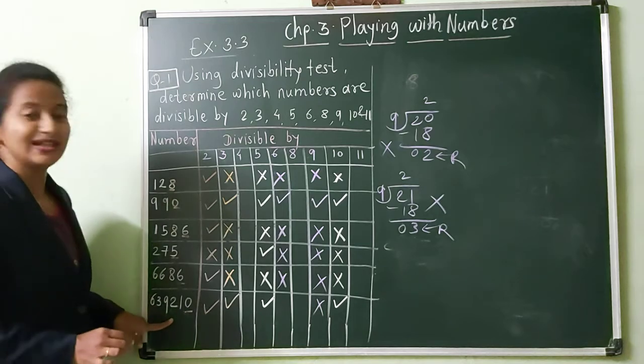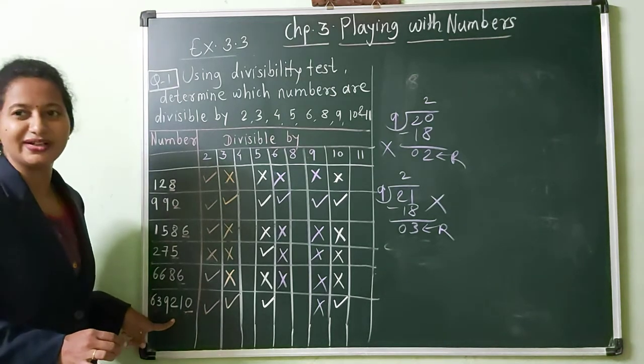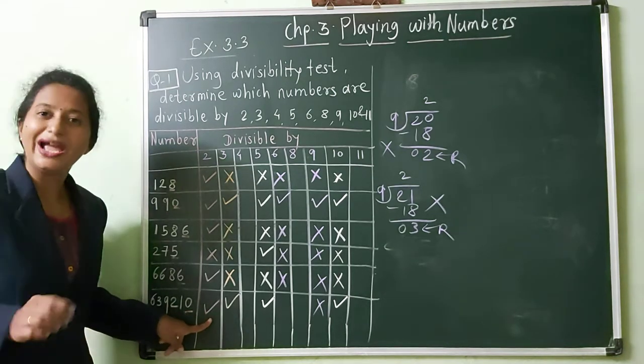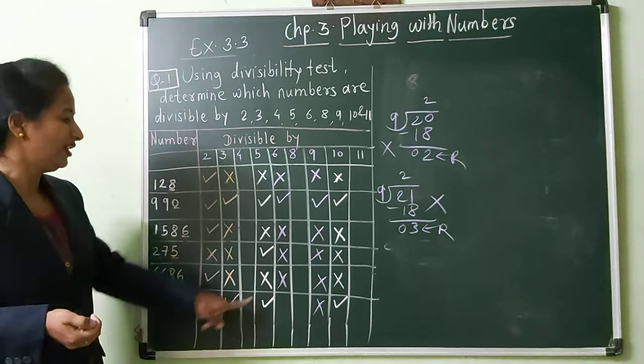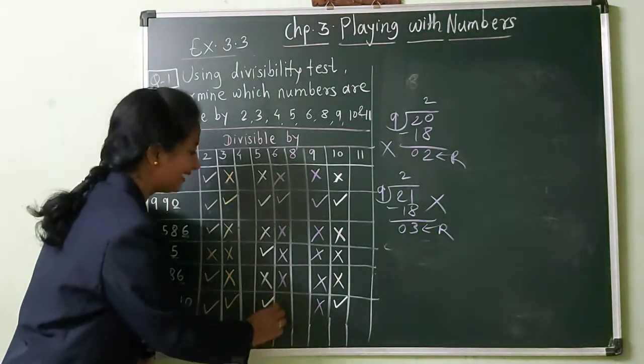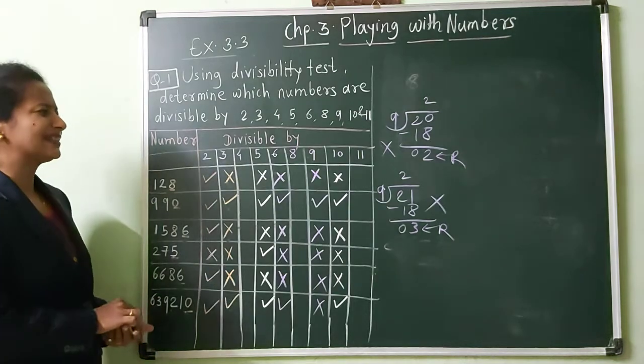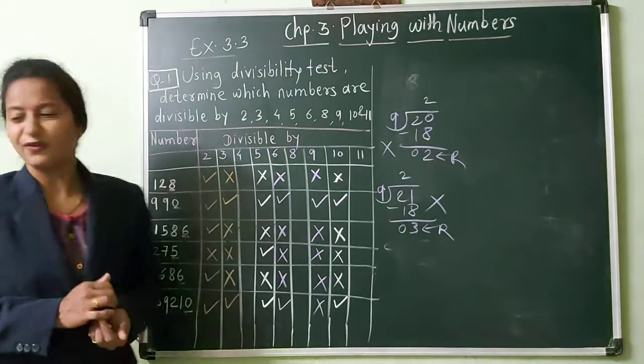And the last number 6,39,210 is divisible by 2 as well as by 3 also. That's why this number is divisible by 6 also. Then the next test for, what is the test for 4? What you have to check?